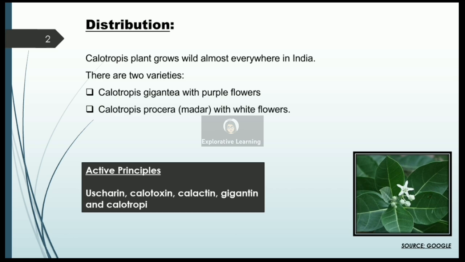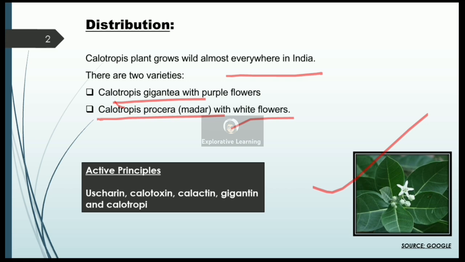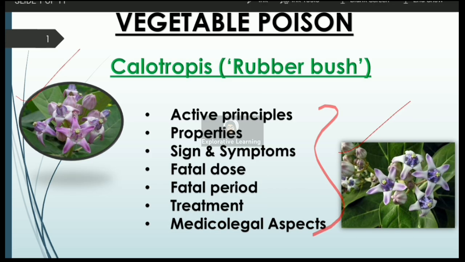Okay, let us know about the distribution. It is distributed all over our country, India. There are basically two varieties that are commonly observed of this Calotropis plant. First is Calotropis gigantea, in which purple flowers are present, whereas in Calotropis procera, also known as madar, white flowers are observed. Okay, so don't get confused. These are the two varieties of Calotropis plants, and the differentiating factor is the color of their flower.